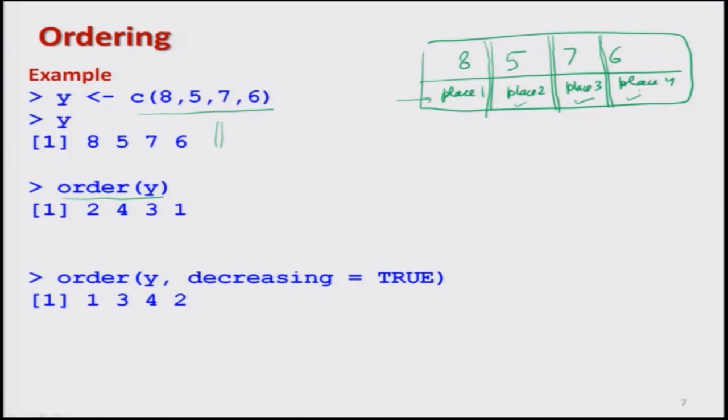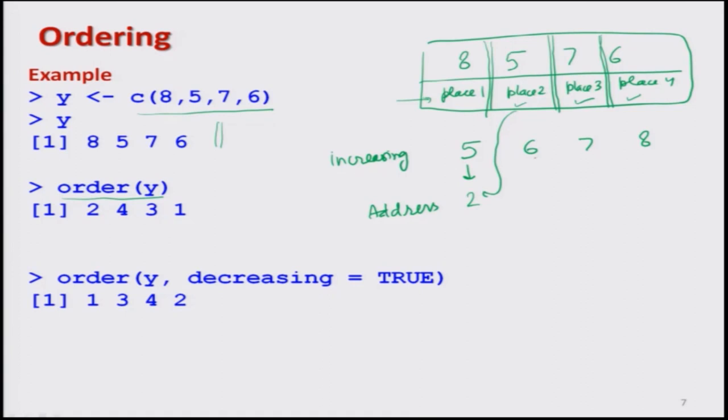But now, when I try to arrange it in increasing or decreasing order, we have seen in the last example that when we arrange these values in increasing order, they come out to be 5, 6, 7 and 8. Now, if you try to see the address of value 5, the address is coming from here. This is saying that value 5 is at the second order, or at place number 2.